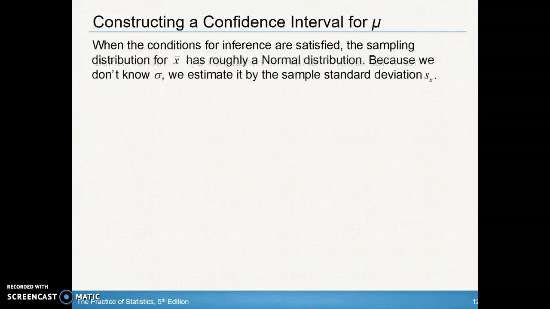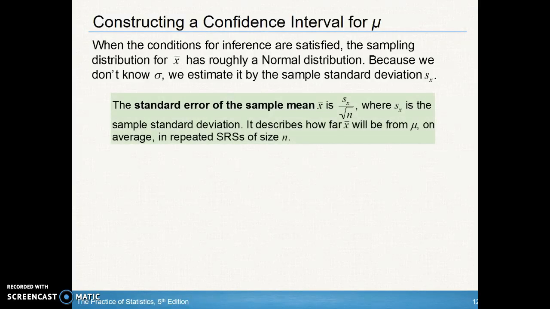Okay, so then constructing a confidence interval. We've met the conditions, and the sampling distribution has roughly a normal shape, but we don't know the standard deviation. And notice this is sigma. We don't know the population standard deviation. So we estimate it by using the sample standard deviation. So this is how we do it.